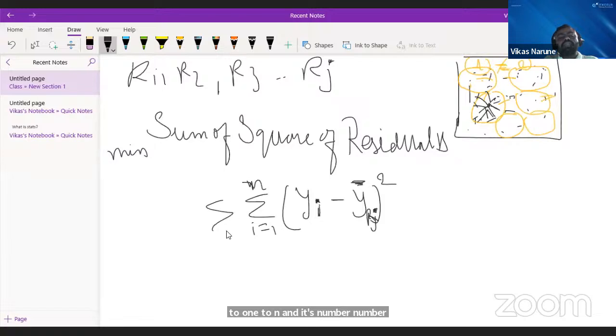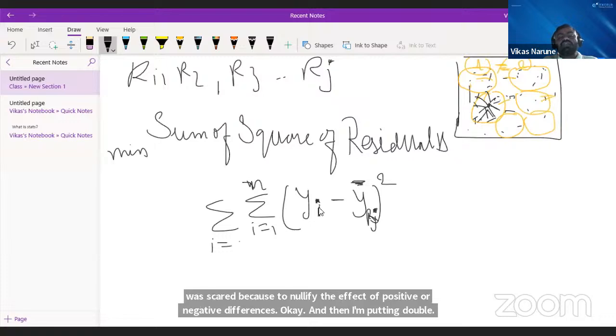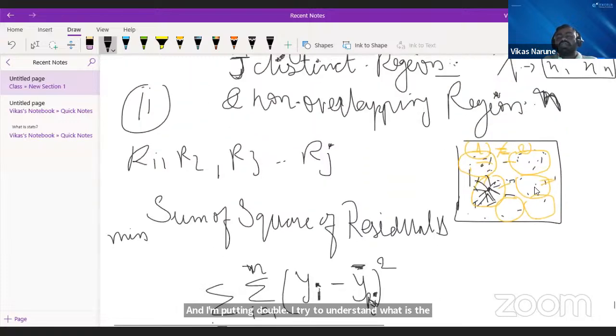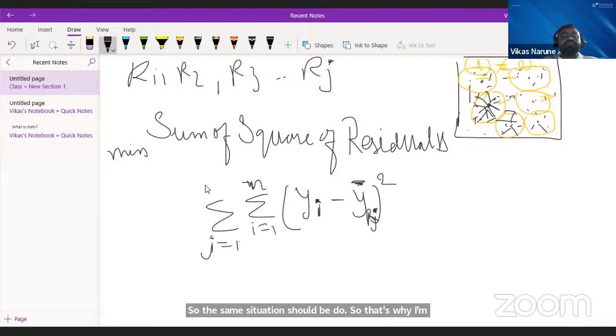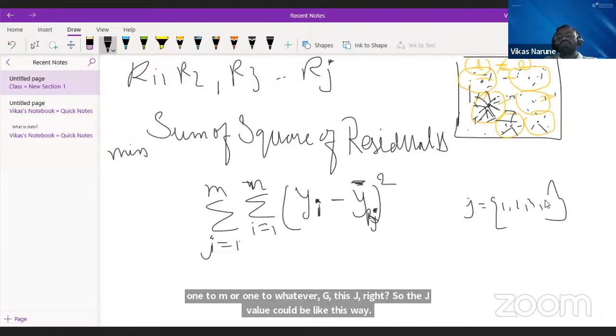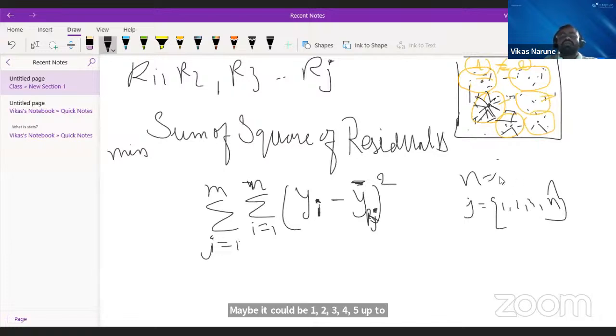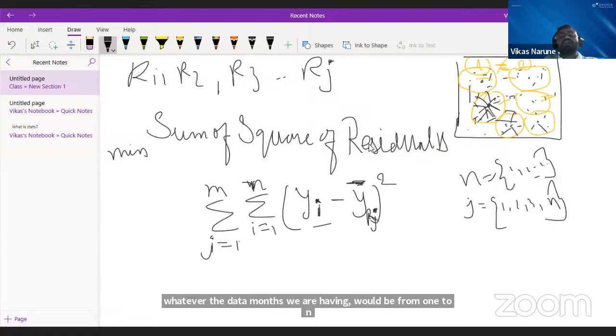Then I put in a double summation sign. Try to understand what this double summation sign is for: this situation has to be true for each and every region. That's why J equals 1 to m, the J regions. The J value could be 1, 2, 3, 4, 5 up to m, and n is the number of data points, from 1 to n. That's why I'm writing the double summation sign, and this is called the sum of square residuals.